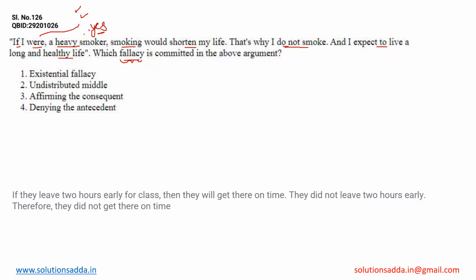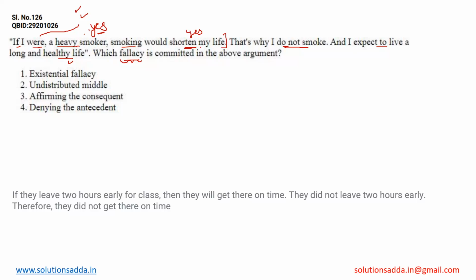This person is saying that if I smoke, then it would shorten my life. Again, the next sentence is directly opposite of it, that I want to live a long and healthy life. So by observing such things, you can find that these two sentences are opposite of each other. The thing which is happening before is directly opposite in the sentence right after it.